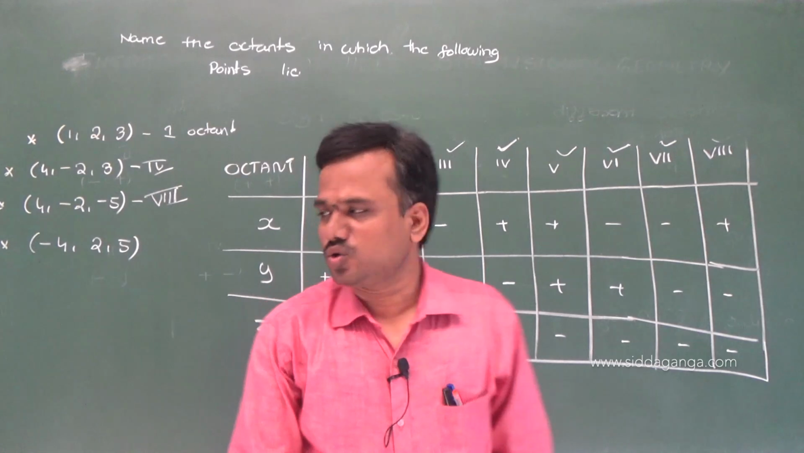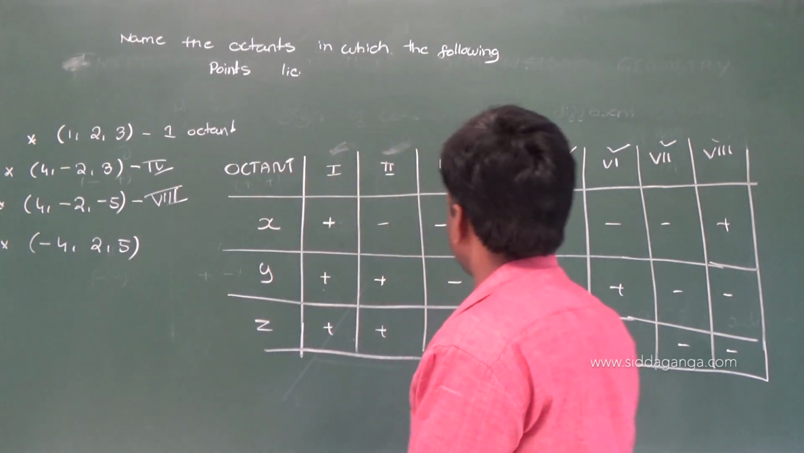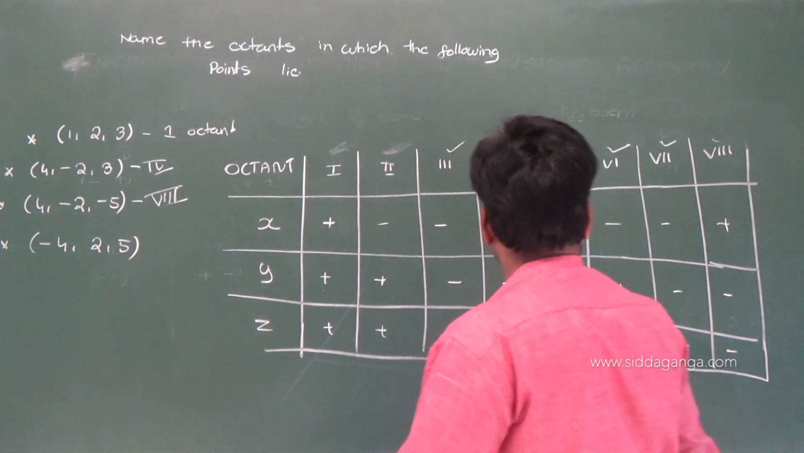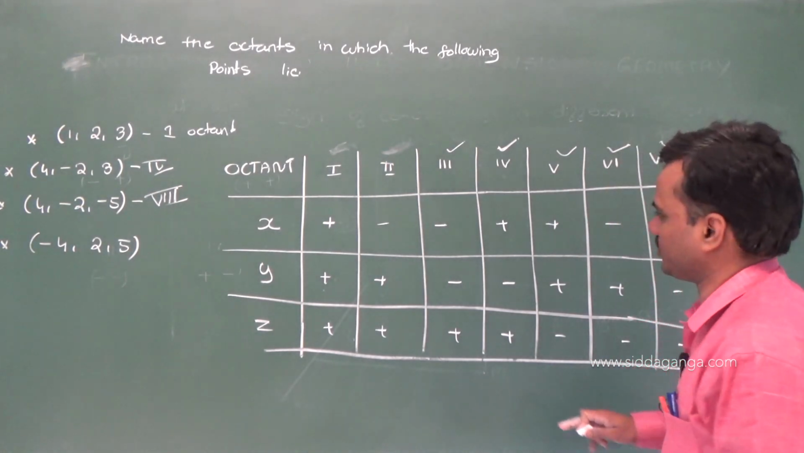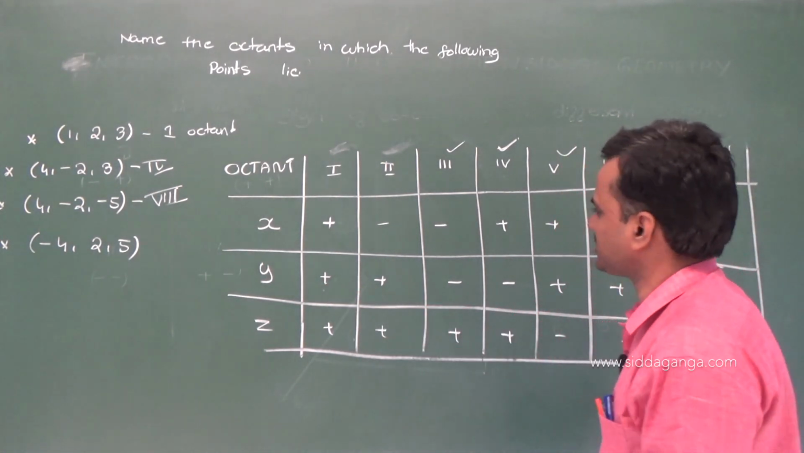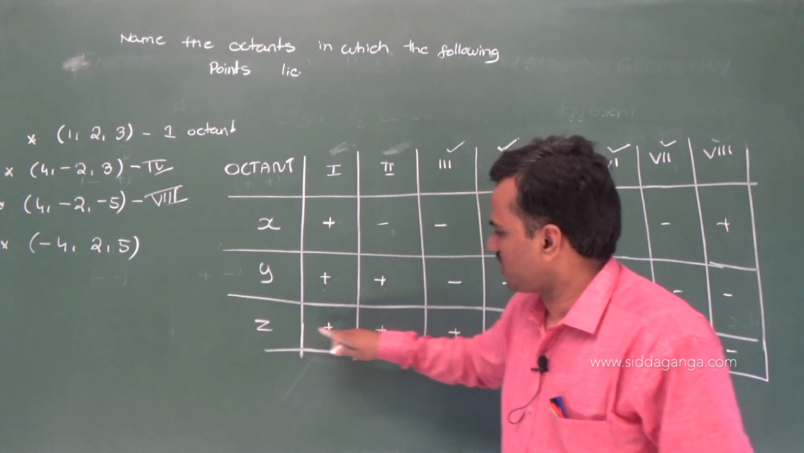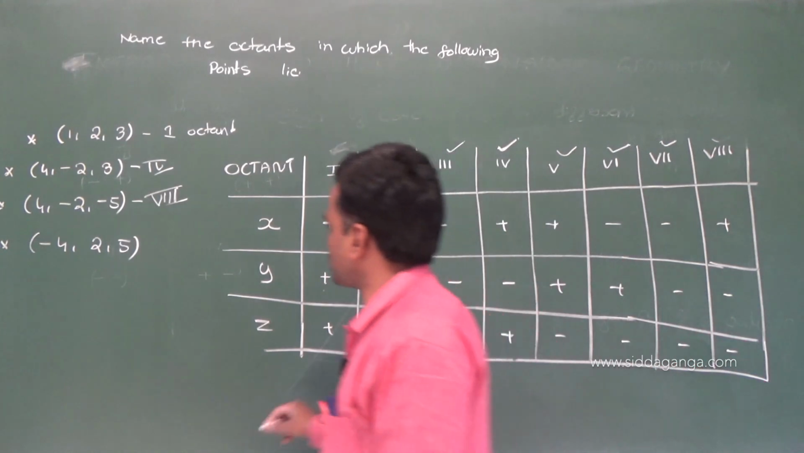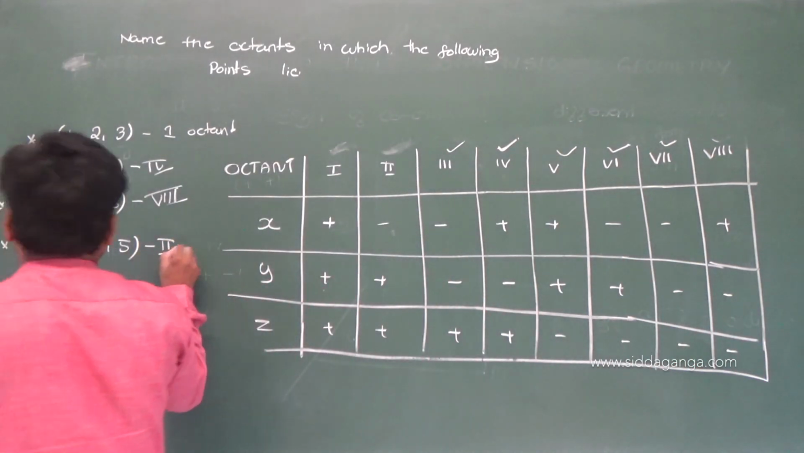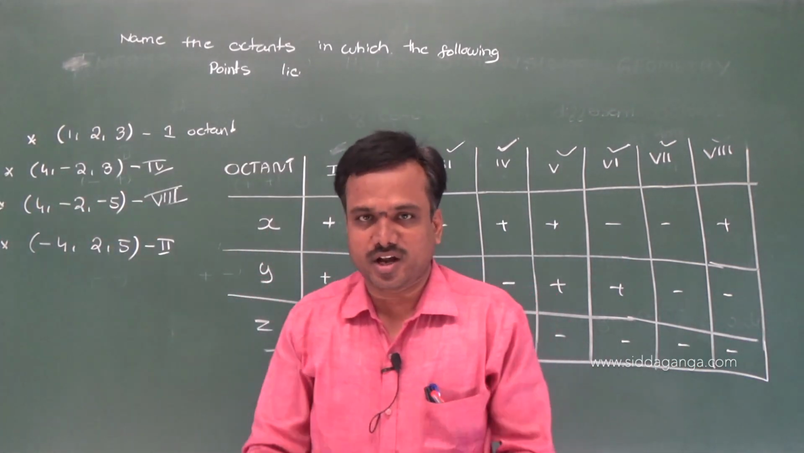Next problem, minus 4 comma 2 comma 5. X coordinate is negative, y coordinate is positive, z coordinate is positive. It lies on the second octant.